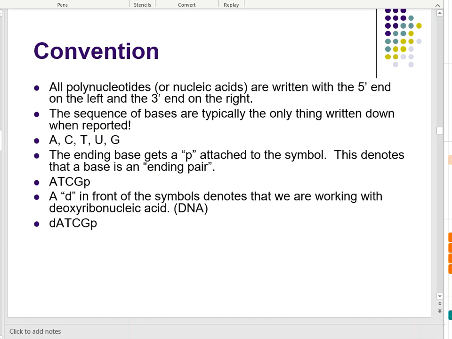So all polynucleotides, that's what you're seeing at the first lecture note up at the very top. Poly means many, nucleotides, of course you now know what that means, or nucleic acids, are written with the 5' end on the left and the 3' end on the right. So this is the normal order that we go in when we write down these bases.